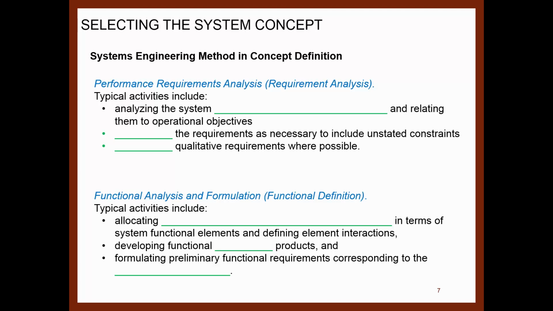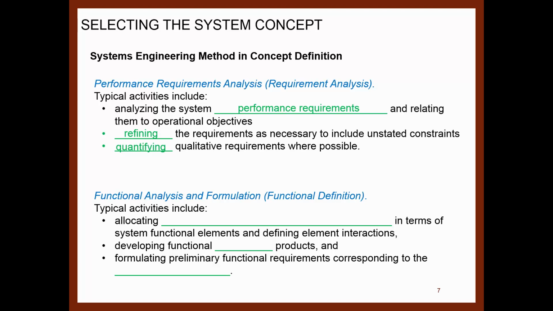The systems engineering method as part of the concept definition: as we've done for the previous two phases, the need analysis and the concept exploration, we are also going to go through the systems engineering method as part of this concept definition phase. Starting with the performance requirement analysis, typical activities include analyzing the system performance requirements and relating them to operational objectives, refining the requirements as necessary to include unstated constraints, and quantifying qualitative requirements where possible.